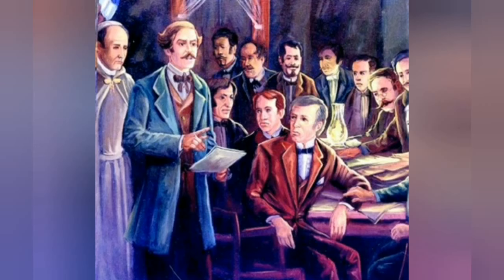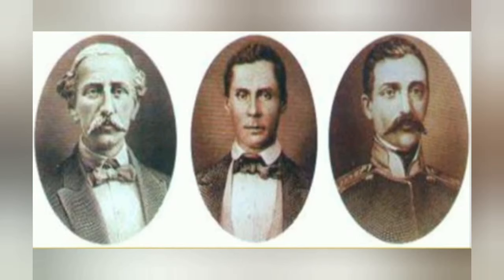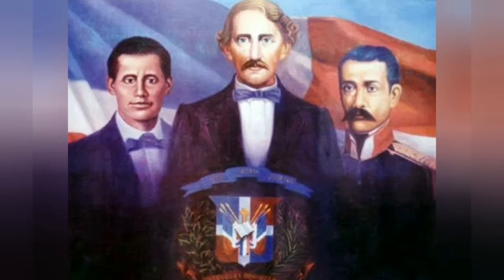In 1838, Juan Pablo Duarte, who many refer to as el Padre de la Patria, would form a secret society called La Trinitaria, which sought the complete independence of Santo Domingo without any foreign intervention. Together with Francisco del Rosario Sánchez and Ramón Matías Mella, they are considered the three founding fathers of the Dominican Republic. On February 27, 1844, DR declared independence from Haiti.